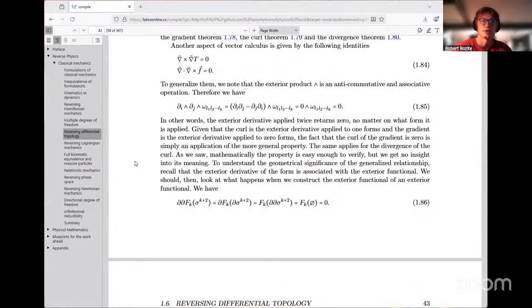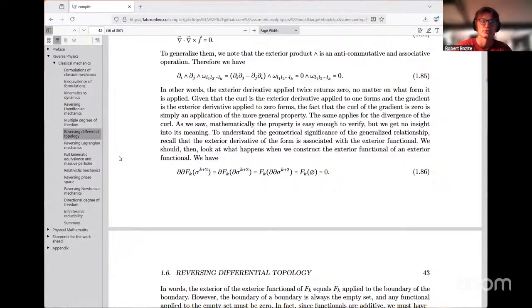We have the double partial. Yeah, so the exterior functional of the exterior functional of f. So you do the first exterior functional, it just becomes the functional applied to the boundary. Then you take the other one, again, it is going to be the functional applied to the boundary of the boundary. But for any set, the boundary of the boundary is an empty set, and the functional of the empty set, since the functional is linear, is additive, then it has to be 0.